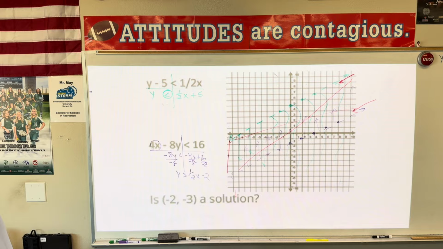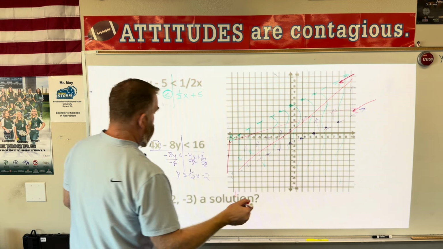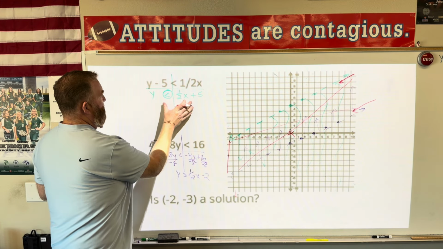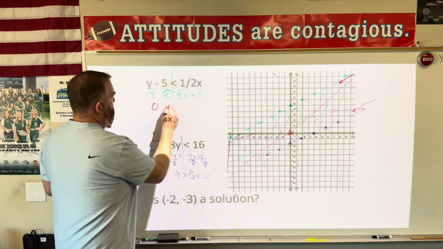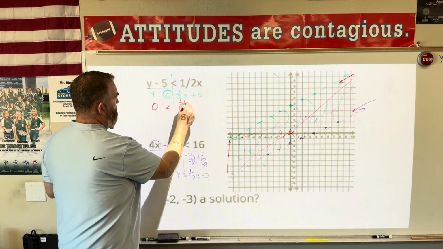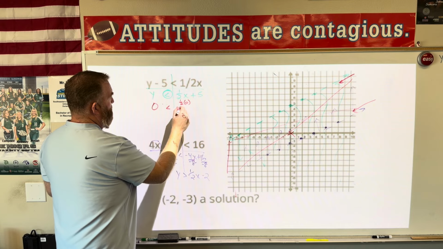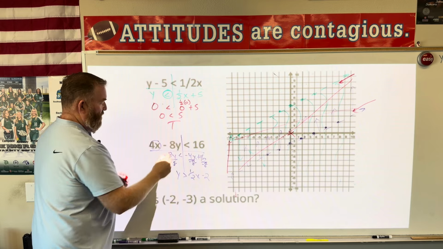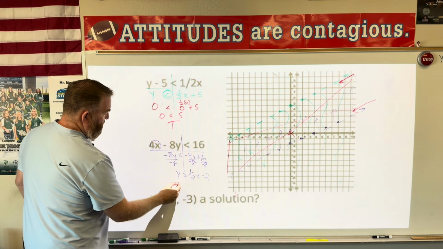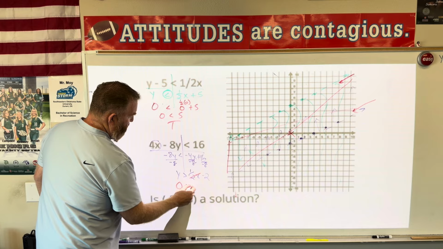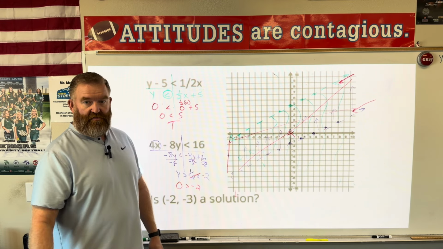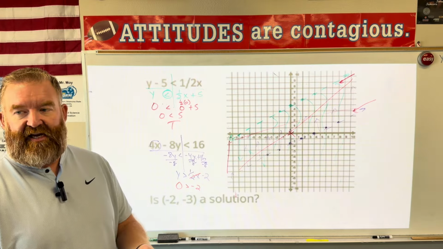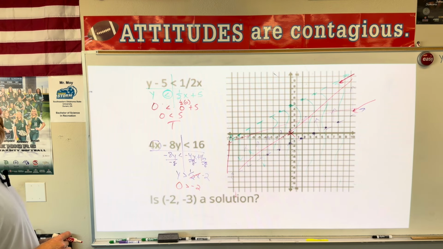Hold on. Is 0, 0 one of the points? Yes, it is. Let's see if that works. Let's put it in this one. 0 less than, what's 1/2 times 0? 0 plus 5. So is 0 less than 5? True. And I bet it's going to be true down here too. That becomes 0. Is 0 greater than -2? True. It works in both of them. The point is it works in both equations because it's an inequality. So just because they're parallel doesn't mean you're not going to have a solution.